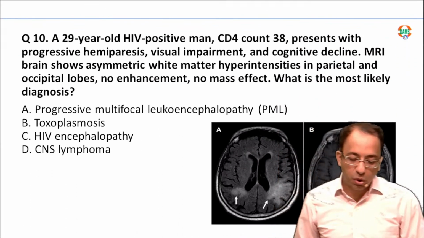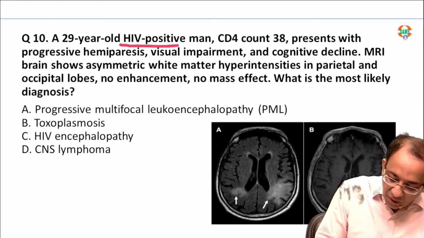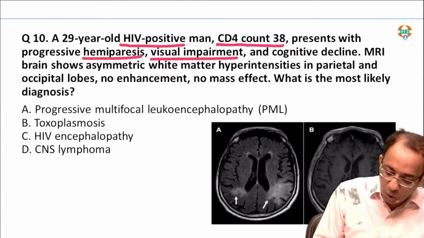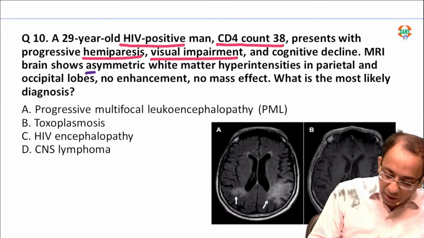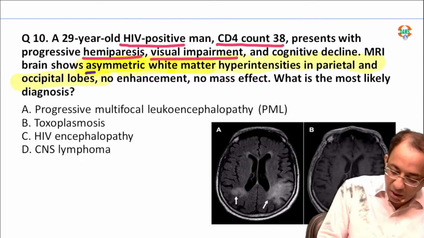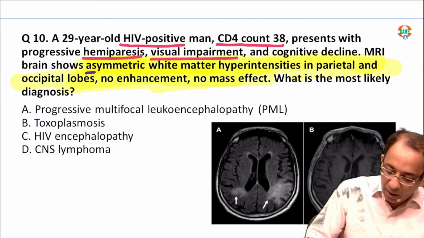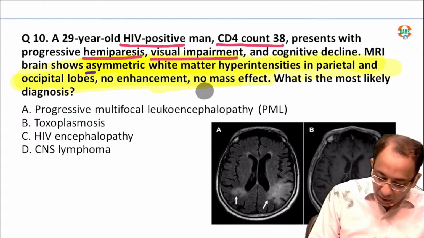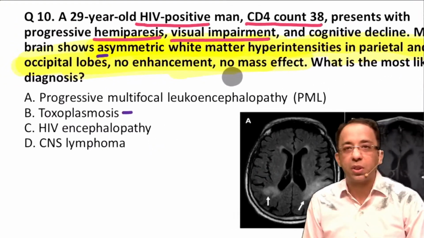This is a question based on HIV. This patient is HIV positive. CD4 count is low. There is some visual impairment, hemiparesis, neurological and visual problem. MRI shows asymmetric white matter hyperintensity with no enhancement in the parietal and occipital lobe. Okay. Now you have to tell me, anyone, is the answer toxoplasmosis?